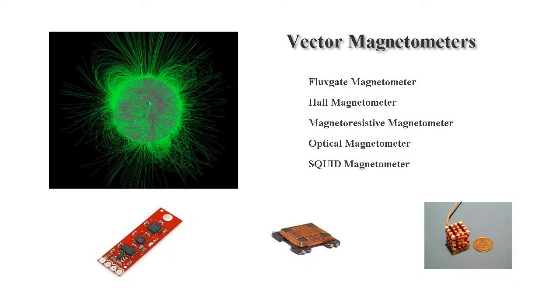Magnetometers measure complex magnetic fields. There are many different types of magnetometers. Some examples are shown here. The Jackson magnetometer sees three-dimensional vector magnetic fields in real time.